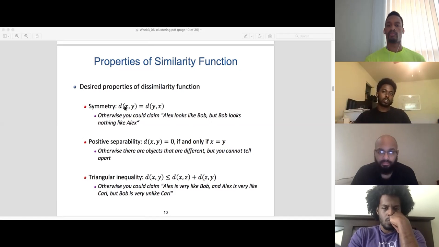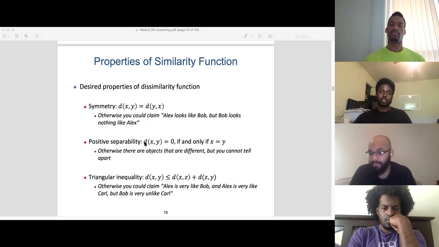The similarity between X and Y should be the same, or the dissimilarity in this case, should be the same as the dissimilarity of Y and X. That just makes sense, right? You don't want your data set to flip or be different based on which parameter you're evaluating first.